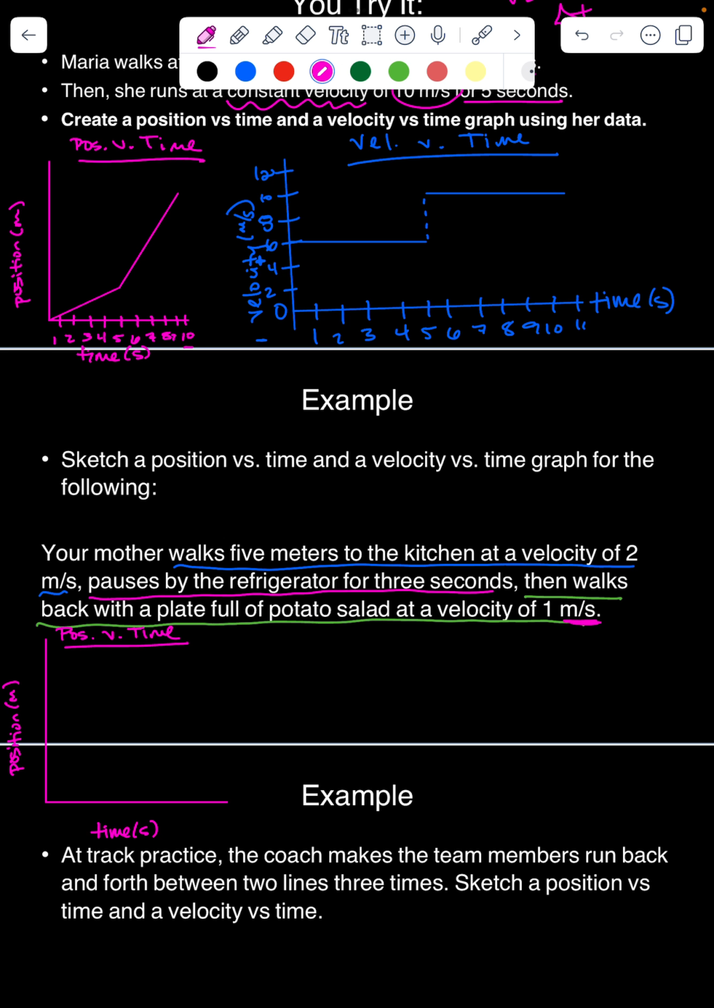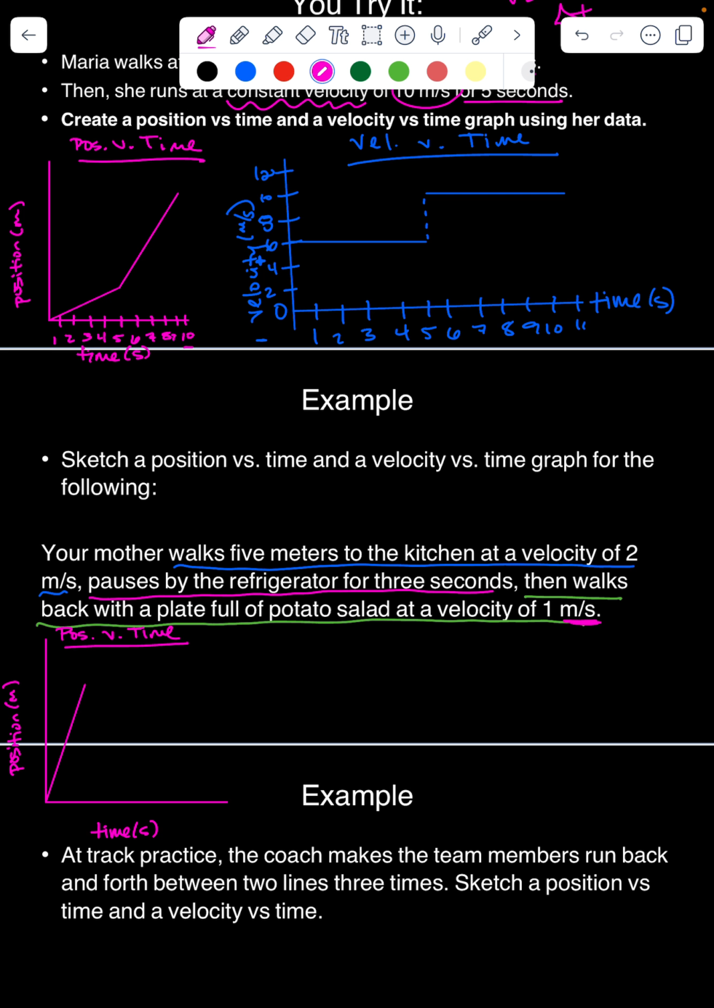And underline. All right. So if we are using these, I didn't give you really a time for this. Again, these are just sketches. I'm not looking for exact numbers, unless I specifically give you these exact numbers. So we know that she starts from the origin, which is our dining room, and goes to the kitchen at a velocity of 2 meters per second. Well, we're going to assume that that's a constant velocity. So she's going to move forward to the refrigerator at 2 meters per second, constant velocity.